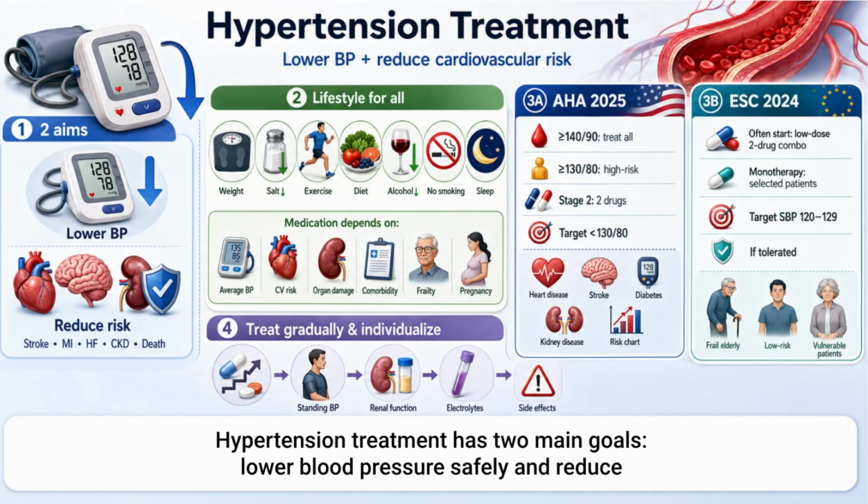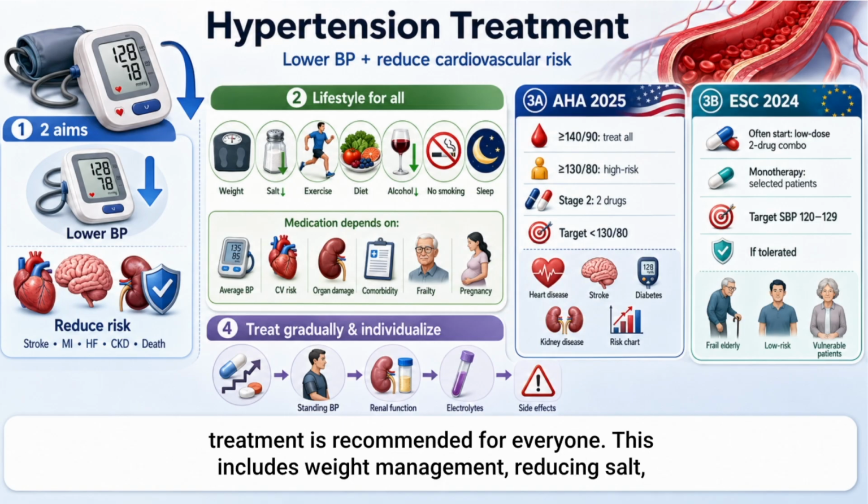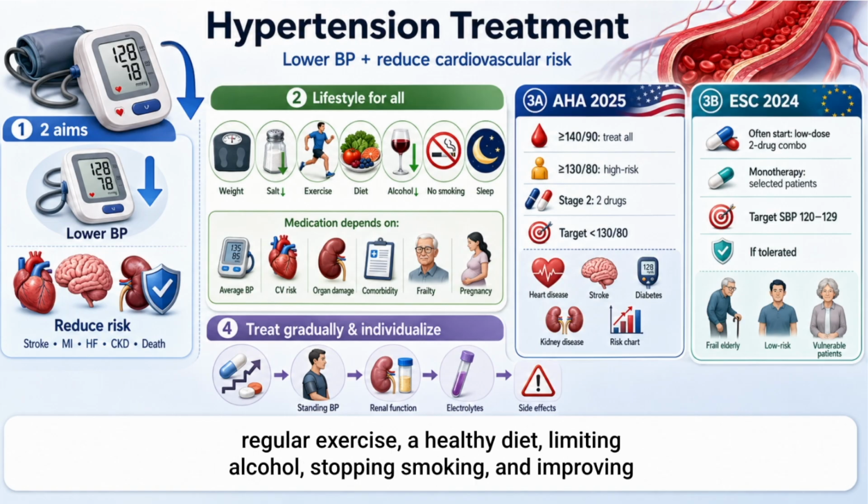Hypertension treatment has two main goals: lower blood pressure safely and reduce the risk of stroke, heart attack, heart failure, kidney disease, and death. Lifestyle treatment is recommended for everyone. This includes weight management, reducing salt, regular exercise, a healthy diet, limiting alcohol, stopping smoking, and improving sleep.